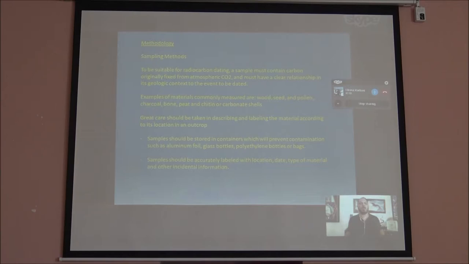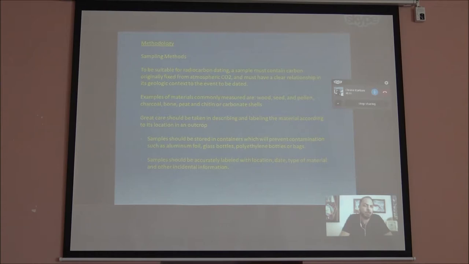So, a sample to be suitable for radiocarbon dating must contain carbon originally from atmospheric CO2 and must have a clear relationship in its geologic context to the event to be dated. Samples of materials commonly measured are wood, seeds, pollen, charcoal, bones, peat, or carbonate soils. Great care should be taken in describing and labeling the material according to its location and origin.